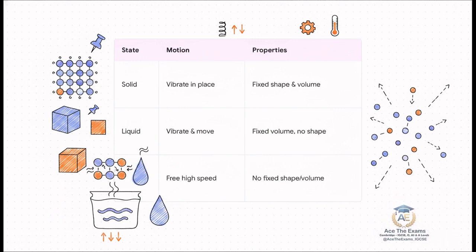In a liquid, those attractions are a bit weaker. The particles still vibrate, sure, but they can actually slide past one another and change positions. That's why a liquid has a fixed volume but can flow to take the exact shape of its container. Finally, in a gas, the attractions are extremely weak, almost non-existent. The particles move about completely freely and randomly at very high speeds, resulting in no fixed shape and no fixed volume whatsoever. So the behavior of the material is entirely dictated by the strength of attraction between its tiny particles.